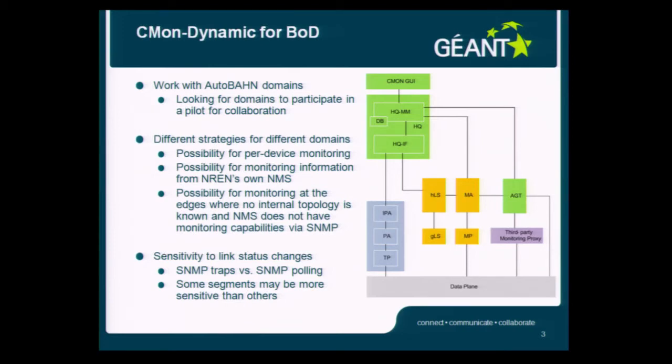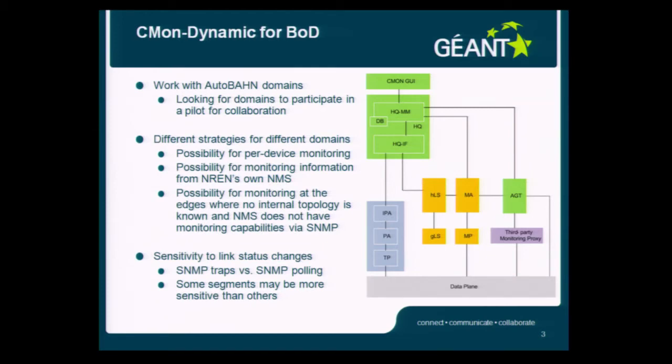Technology proxy here. And for the GEANT domain, there will be a possibility for the headquarter to interact with the MA and the GEANT MP here. And for the rest, the headquarter will gather information from its agent. An agent will either interact directly with the data plane or through a third-party monitoring proxy like Nagios or Icinga. So from now on, CMON will be working with the outbound domains, and we're looking for domains to participate in a pilot for cooperation.